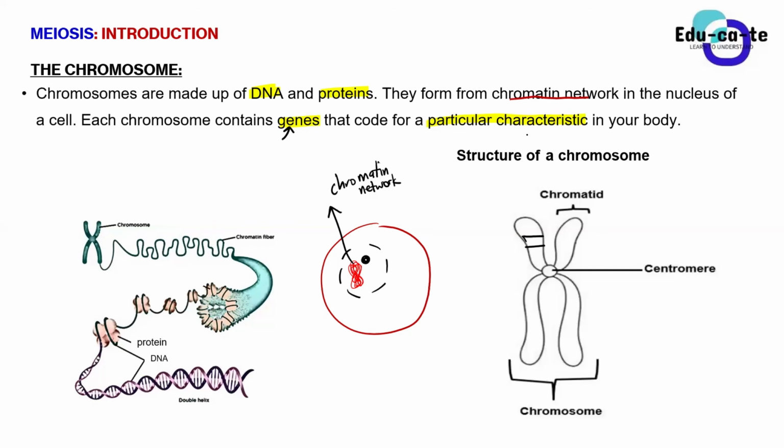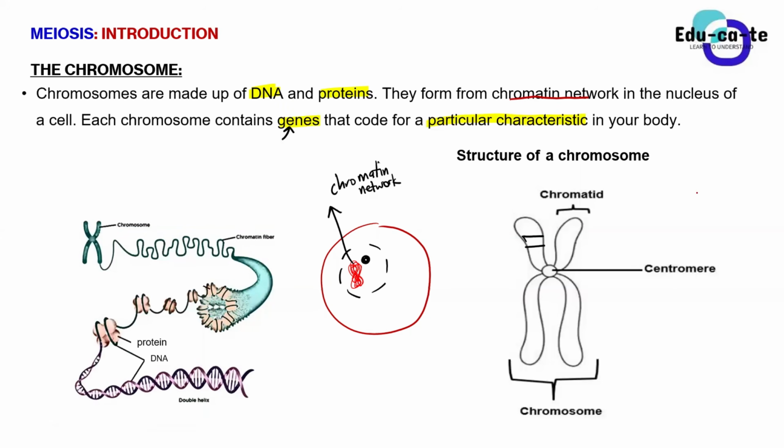For example, you have curled hair. That is because you have inherited a chromosome that has a gene for curled hair from your parents. So each and every chromosome has genes, and their function is to code for particular characteristics in your body. Are we guys still clear on what a chromosome is? Yes, sir.